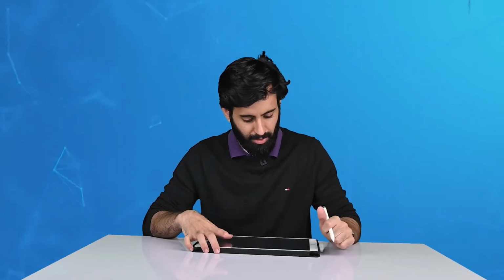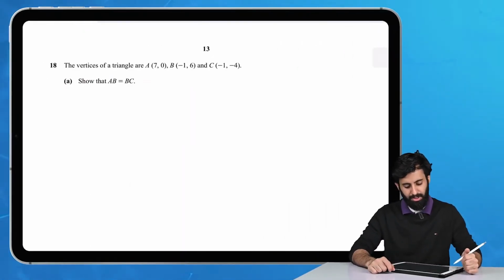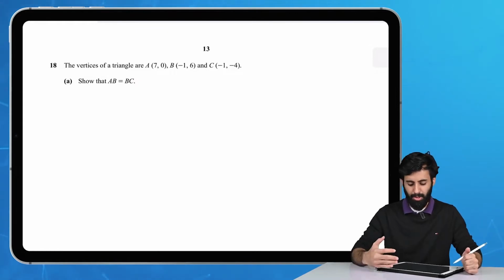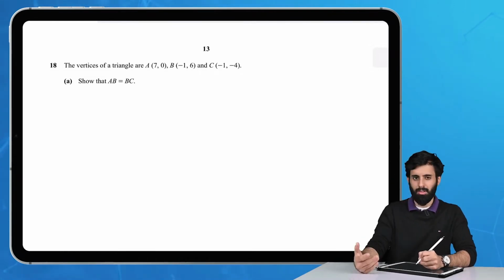In this video, we're going to solve another past paper question, and I should mention it is from October-November 2019, paper 1, variant 2, so fairly recent. Question number 18 is what we're going to solve. It says the vertices of a triangle are A (7, 0), B (-1, 6), and C (-1, -4). Show that AB equals BC, so it's talking about the length here.